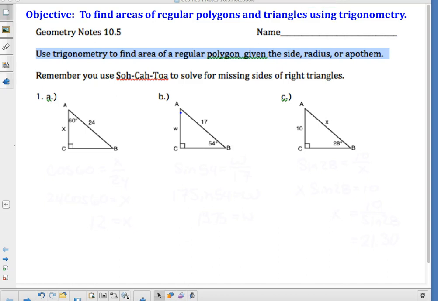Well, so here it is. The objective today is to find areas of regular polygons and triangles using trigonometry. Geometry Notes 10.5 Day 1.